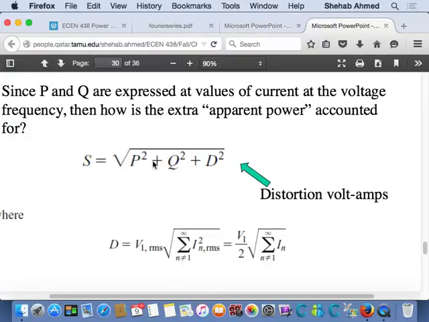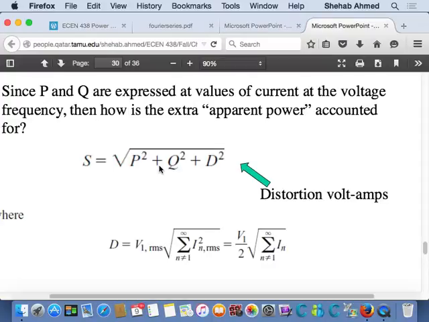Because P and Q here assume the typical case where my utility is generating a nice sine wave. Typically, the utility is always generating a nice sine wave because they keep their generators in top shape. It's the loads that are not controlled. So it's the loads that are responding by consuming these nonlinear currents.